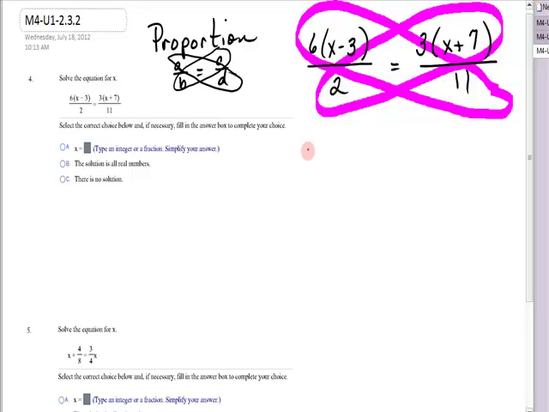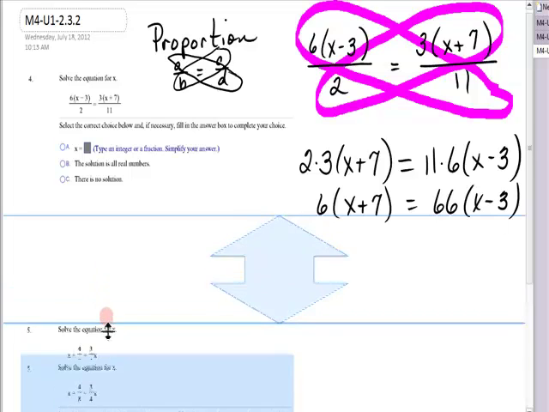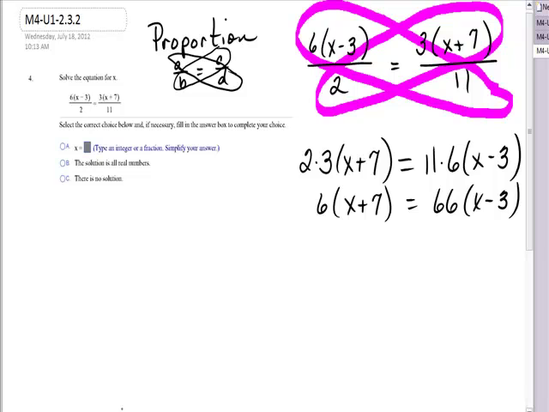2 times 3 times x plus 7 is equal to the other cross product, 11 times 6 times x minus 3. If it is a proportion, the cross products are equal to each other. This means 6 times x plus 7 equals 66 times x minus 3. This is nice because I didn't have to worry about the LCD. By doing the cross products, I no longer have fractions.